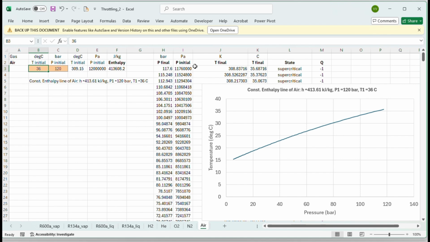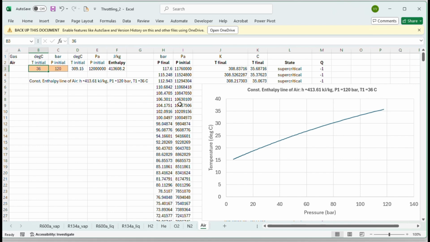I haven't included the specific volume change. You can check the specific volume here and just the specific volume here, and you will see that the specific volume is much higher here because you expanded, right? Pressure dropped, temperature dropped, and you expanded, and the specific volume will be much lower here.